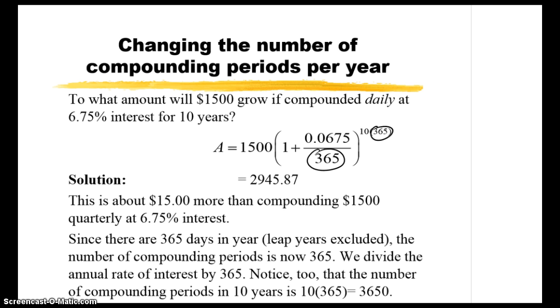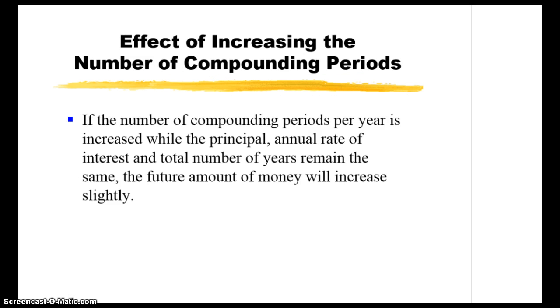Okay, so since there are 365 days in a year, the number of compounding periods is now 365. Divide the annual rate of interest by 365, right? That's our M. So notice that the compounding periods in 10 years is 3,650. In fact, one conclusion that we could make is that if the number of compounding periods per year is increased while the principal, the annual rate of interest, and the total number of years remain the same, all the other conditions remain the same, you just increase the number of compounding periods per year, then the future amount of money will increase slightly.